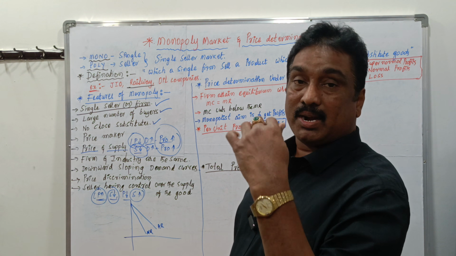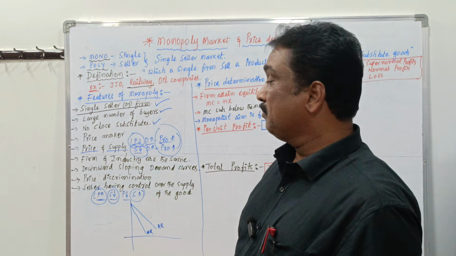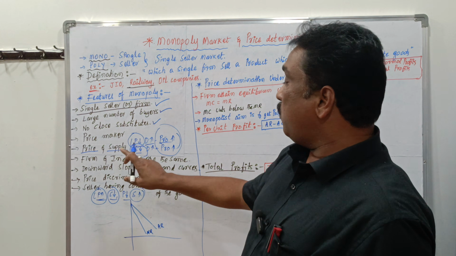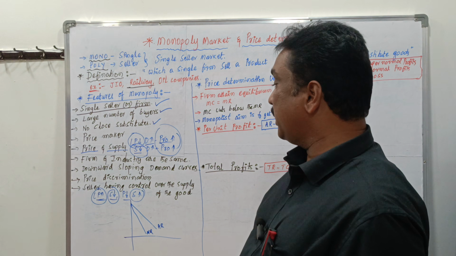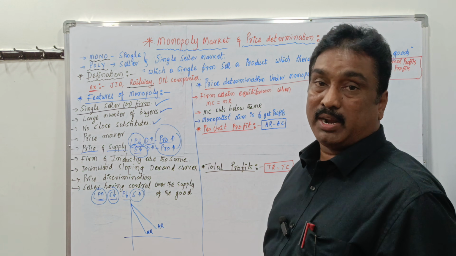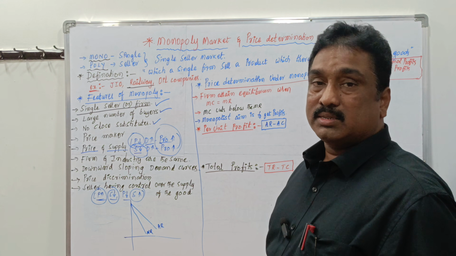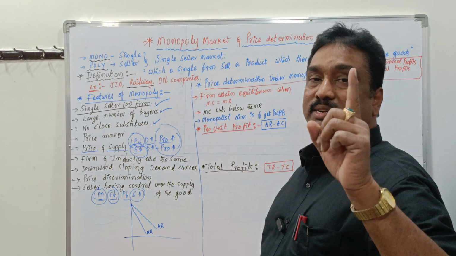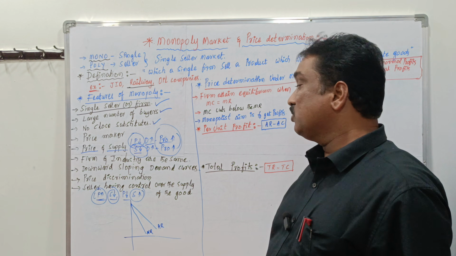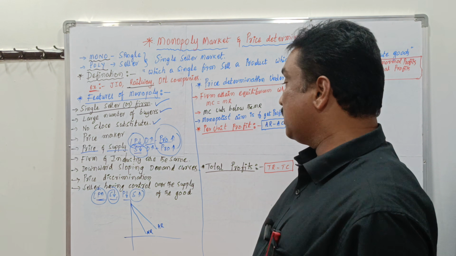Price and supply cannot be controlled at a time by the seller in the monopoly market. And another one: firm and industry are the same. So in the monopoly market, there is no difference between firm and industry. Both are the same, because a single seller is there, a single industry is there. That's why there is no difference between firm and industry.